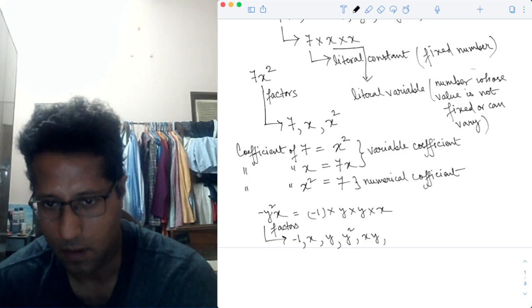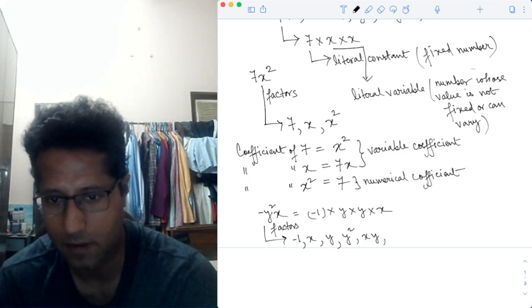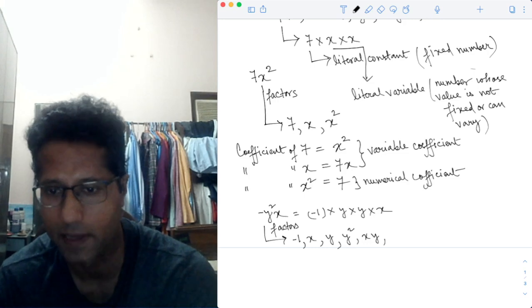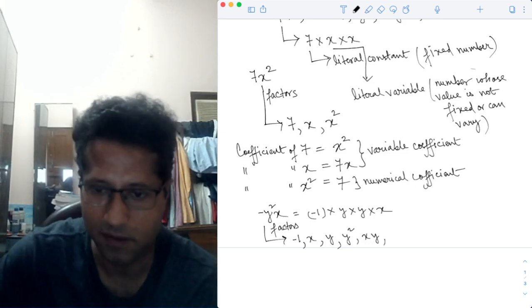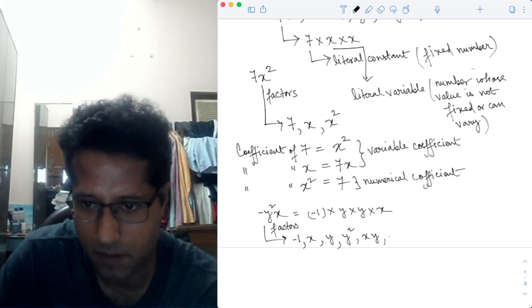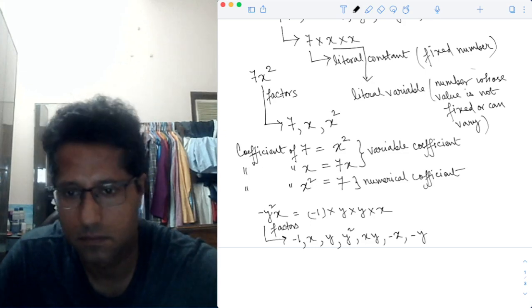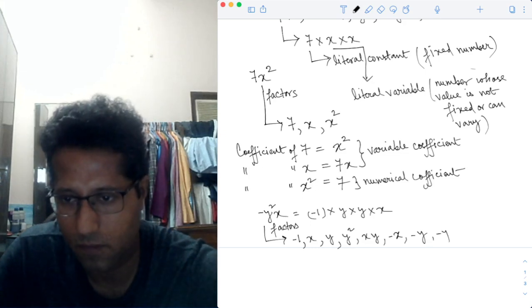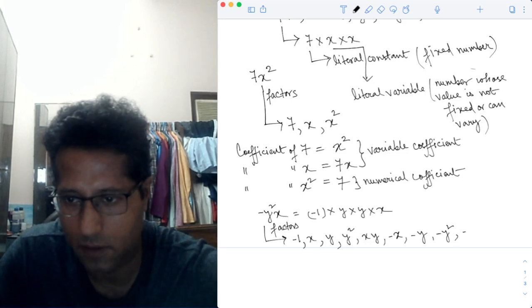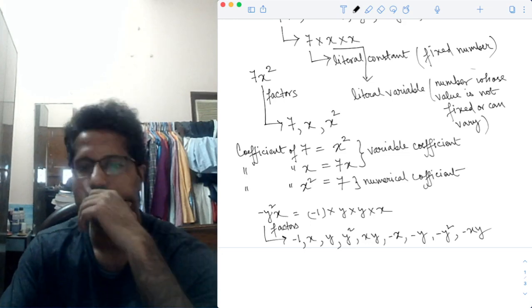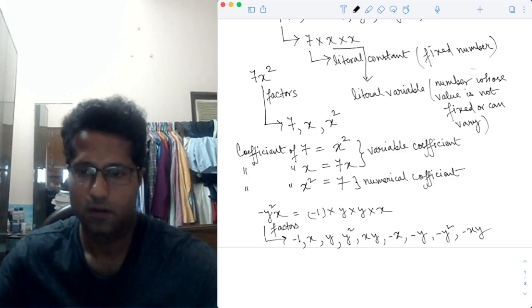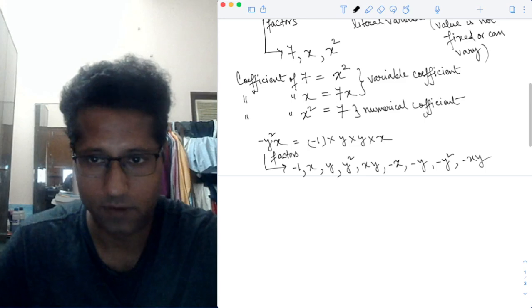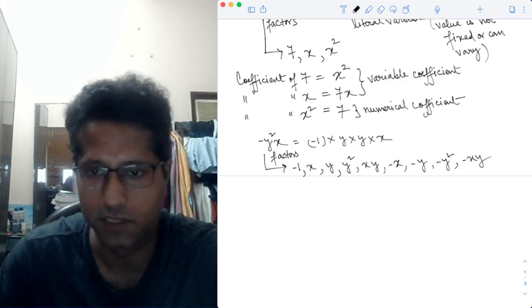So I can take minus 1, I can take y, 1y, I can take y square, I can take xy, I can take, yeah, the minus x will also be minus x, minus y, minus y square, minus xy. Yeah, these are the factors. Now, let's try to understand some coefficients.